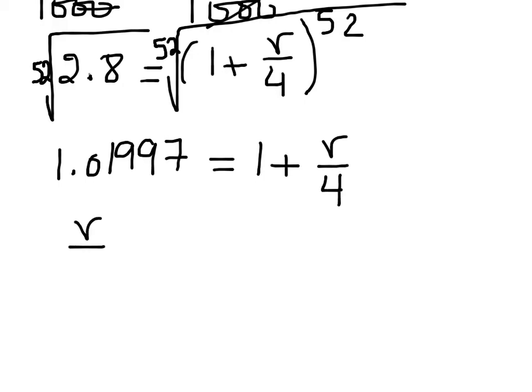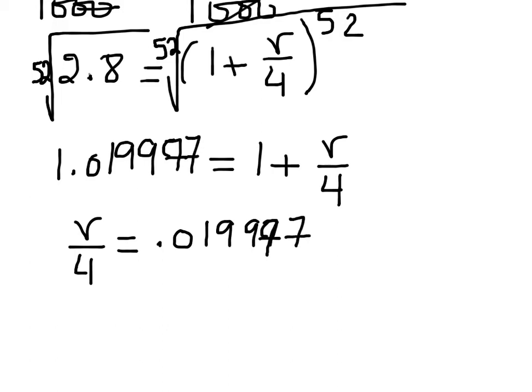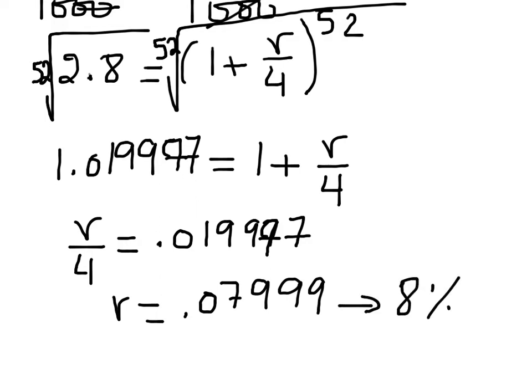Subtracting 1, r over 4 is equal to 0.01997. I think there is one more 9 and then a 7. And then if you multiply by 4, I got the rate to be 0.07999, or simply put, could I make it an 8%?